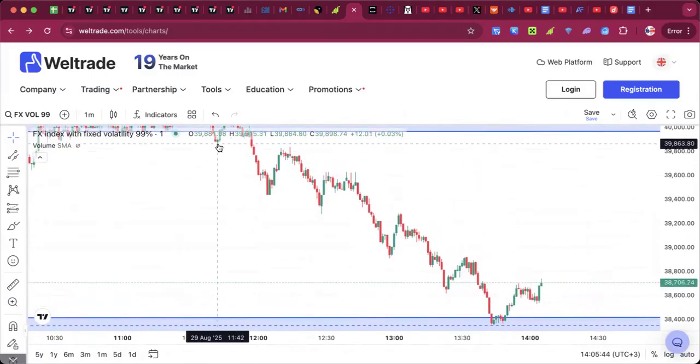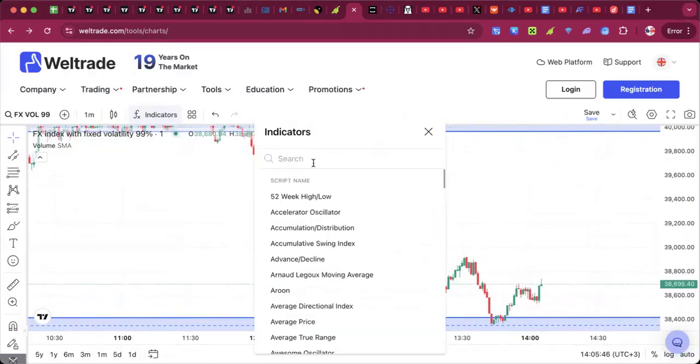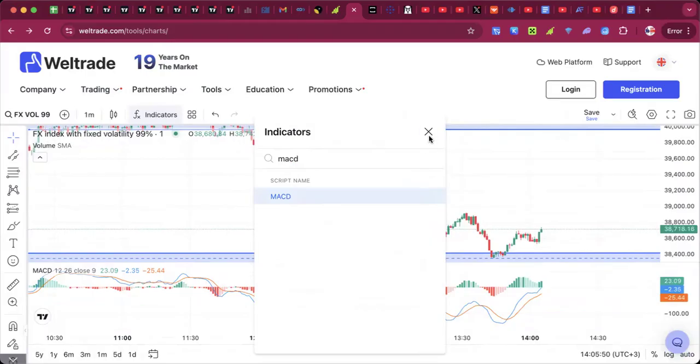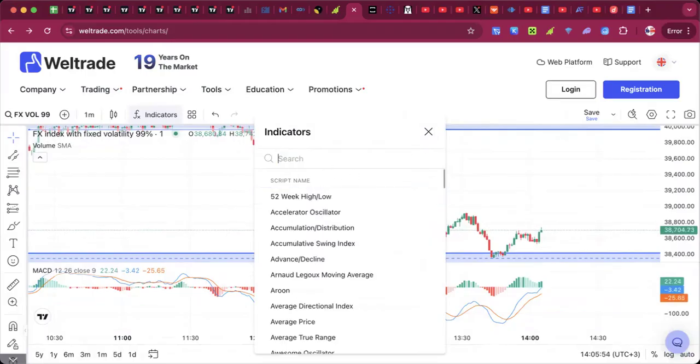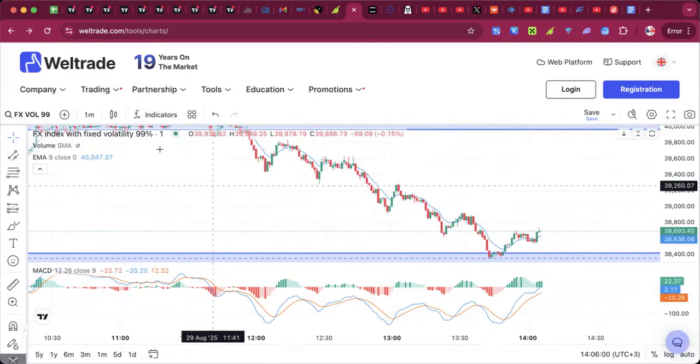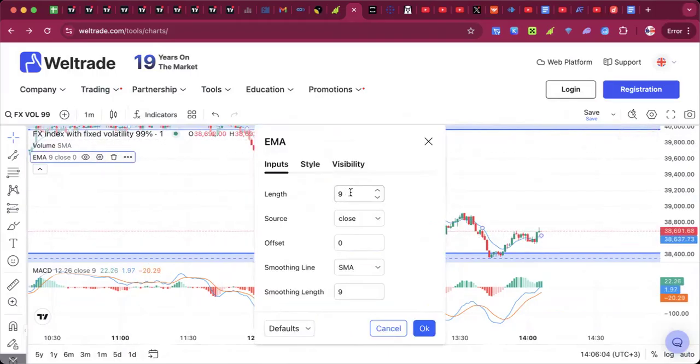So what do we say you add? Number one, you add MACD. Number two, you add EMA. I think this is getting too long, so just to exemplify it here, it's the same concept. It is applicable everywhere. 50 moving average.